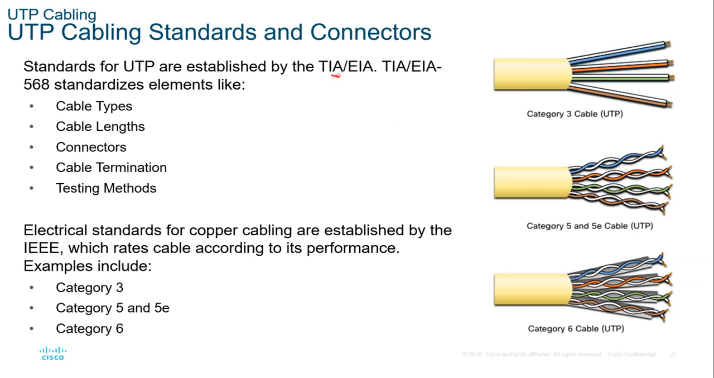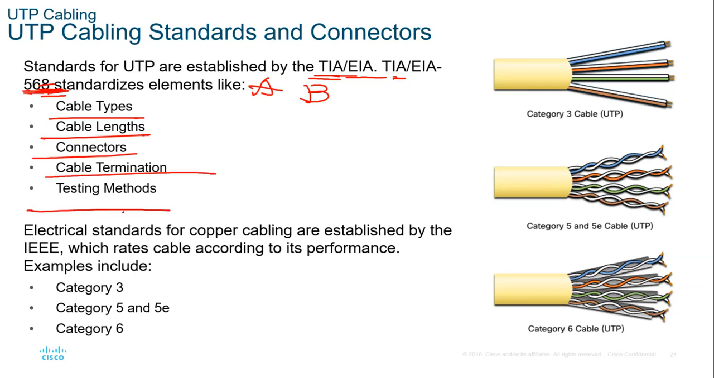These are the standards organizations, TIA and EIA. With this, these are the standards. So we have what you call standard A and then standard B, with this representation. So these cover cable type, cable lengths, connectors, cable termination, and then testing.